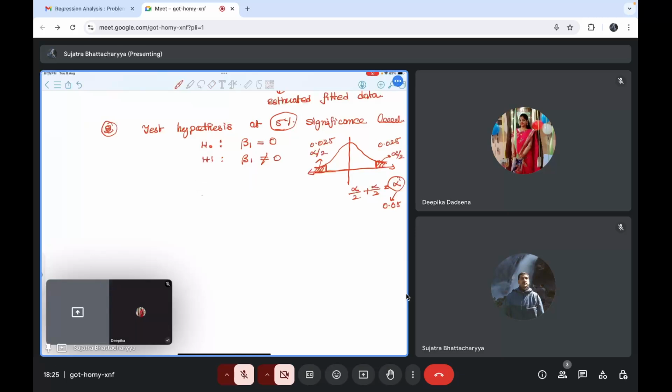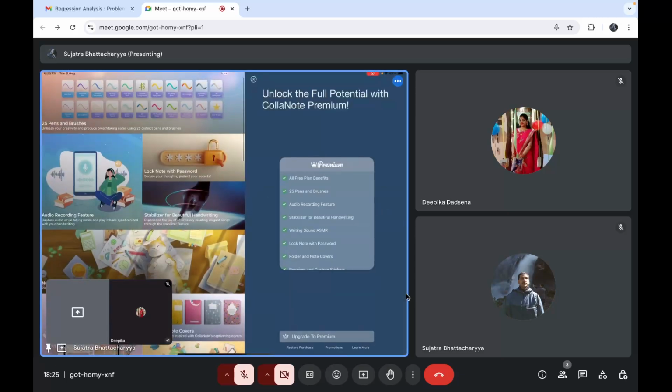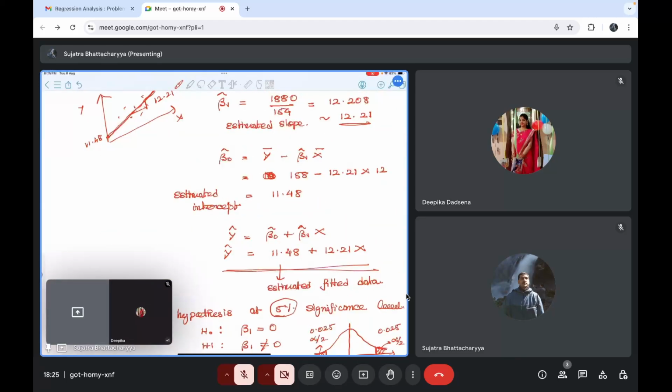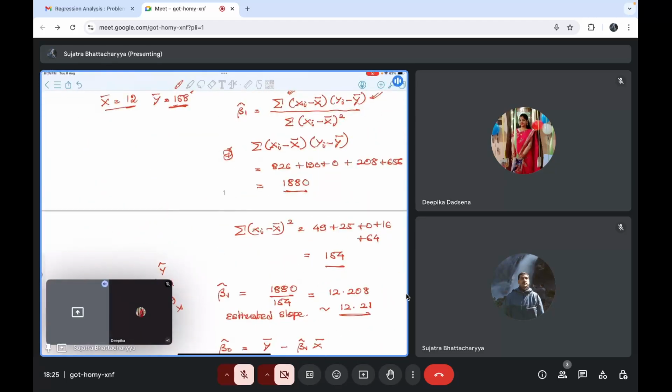We start with the fact that beta hat, the estimated slope, follows a normal distribution of beta and sigma square by Sx. What is Sx? What we have calculated here. This summation of xi minus x bar whole square is the Sx.